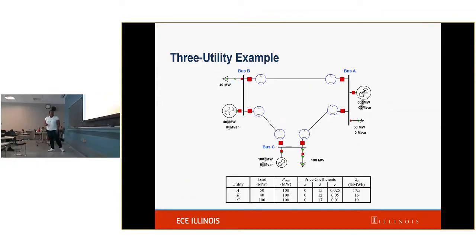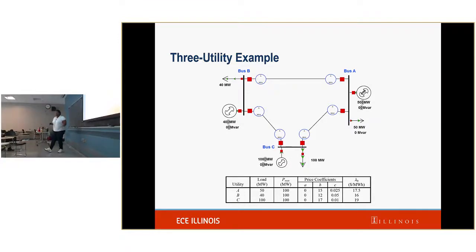Just a 3 utility example. So you have 3 utilities, each with 1 generator, and those are their price coefficients, and they each have a load attached to them. So if you run through the OPF, you'll get these marginal costs. And so this will be like the 0 point, the operating point beforehand.